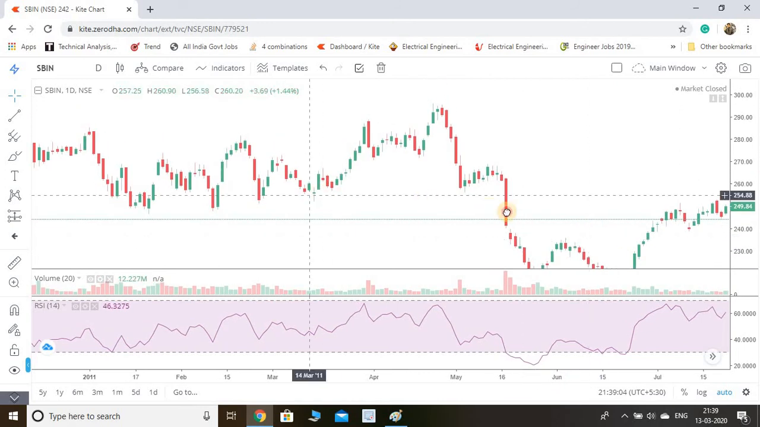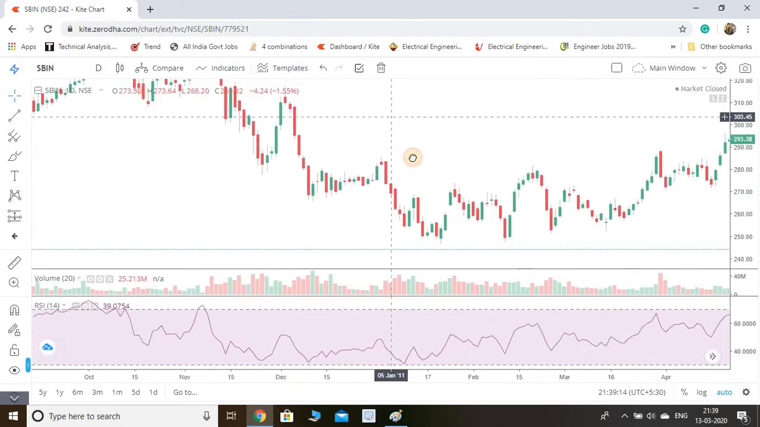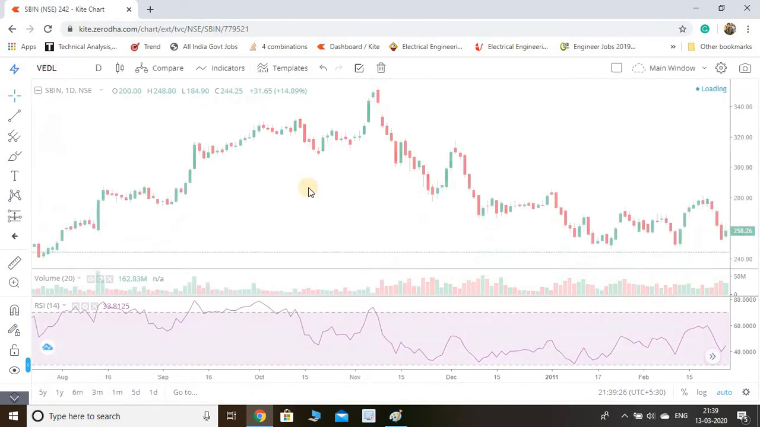Okay, so with a few trades in a month, you will be getting 1:20, 1:10. So why trade every day? No need to trade every day. Any stock, Kotak Bank, Tata Steel, Reliance, anything. Okay, VEDL. Check VEDL.